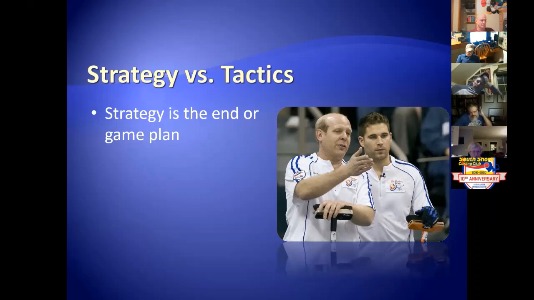So for example, the strategy might be we want to win first event tournament champion at a bonspiel this season, and the tactic we're going to do to achieve that is practice more. Or we may want to score 2 this end, and the tactic we're going to use to obtain that goal is throw some guards. So there's always some goal and then a way to achieve that goal. So the strategy is the goal, the tactic is the way that we achieve that goal.